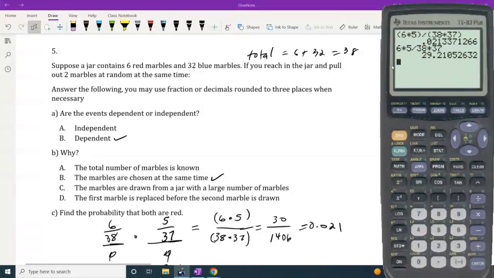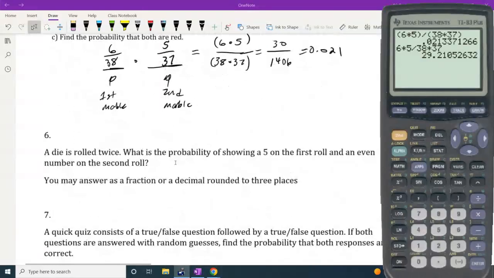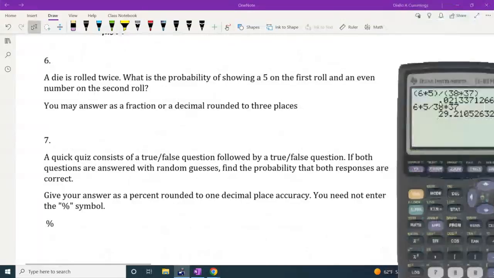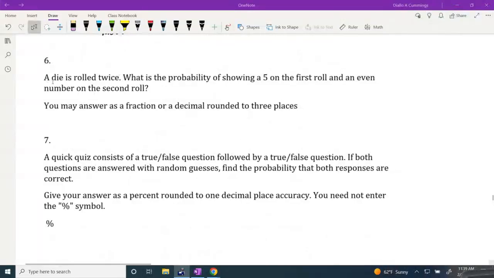All right. So if you're doing it all in one step, I would use a set of parentheses to force the calculator to perform the order of operations. All right, any questions about number 5? Okay. I believe all of these should look somewhat familiar so far.